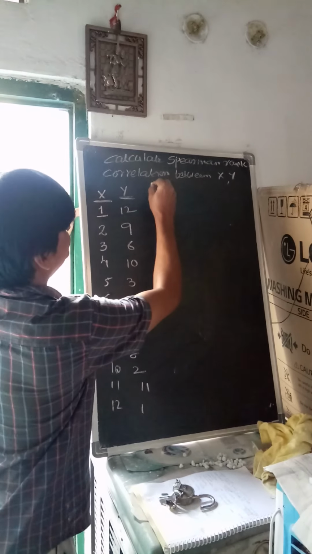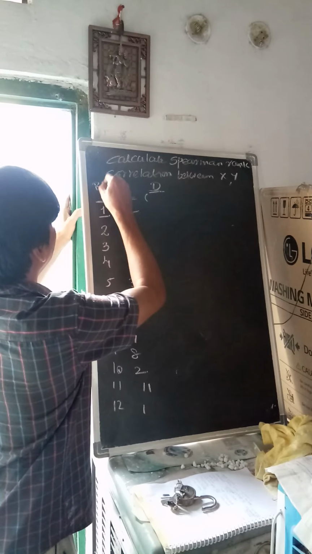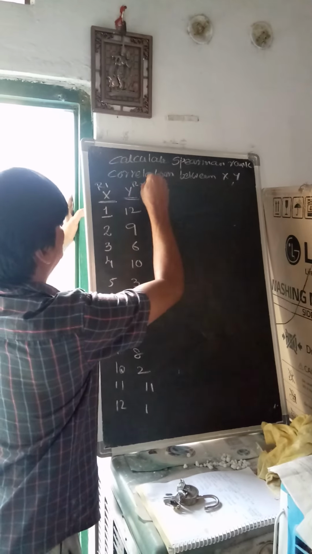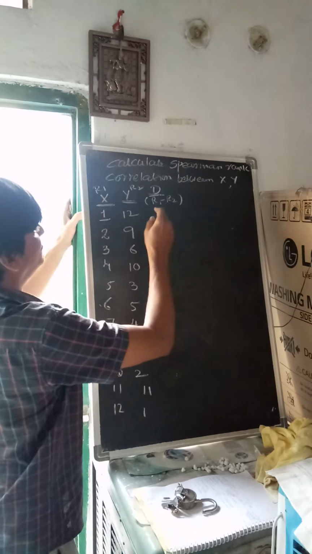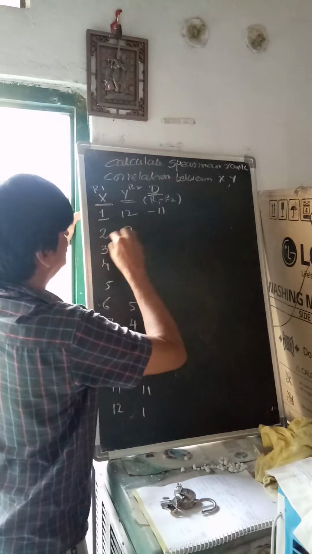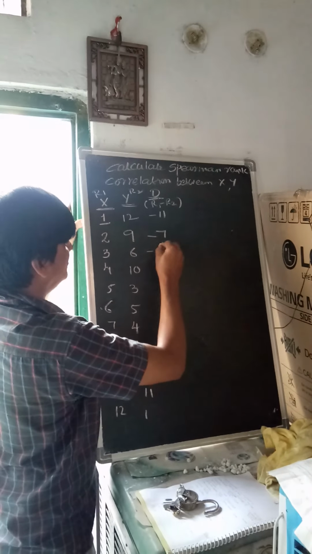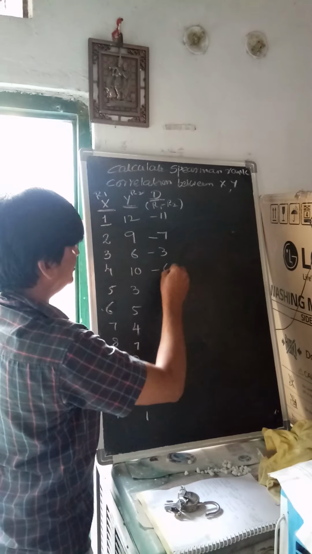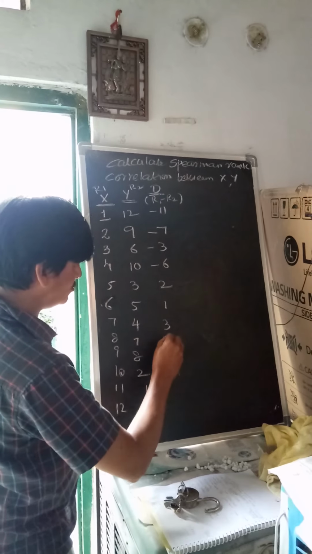See, I have done d. This is taken as r1. This is taken as r2. R1 minus r2: 1 minus 12, minus 11. 2 minus 9, minus 7. Minus 3, minus 6. 2, 1. 3, 1.